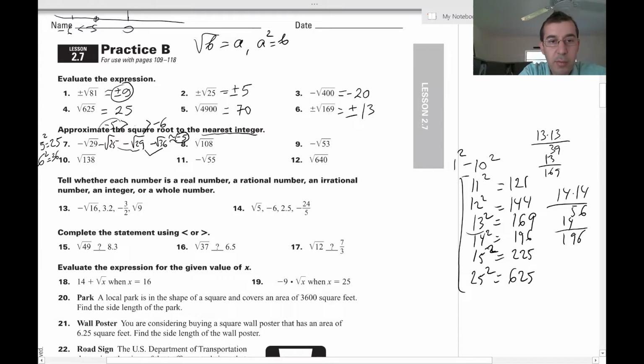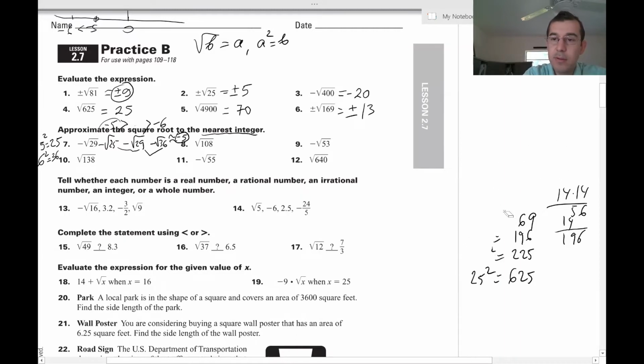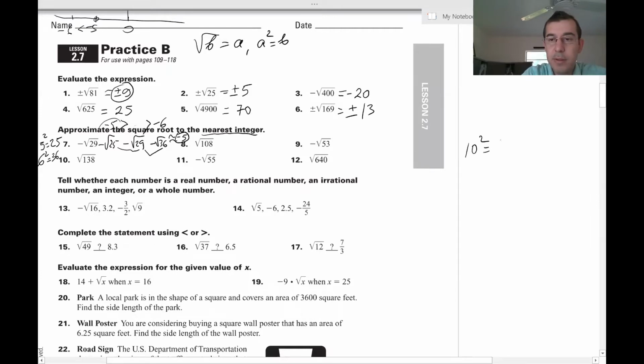Number 8, square root of 108. We know that 10 squared is 100. So let's do it here on the side. I'm just gonna remove these here. And 10 squared is 100, and then 11 squared is 121. So it's between 100 and 121.